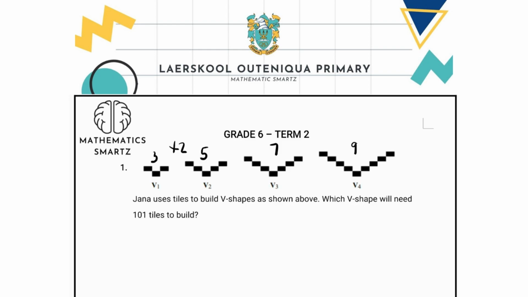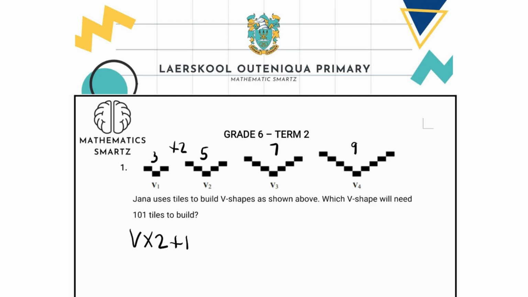So what would my rule for this geometric pattern be? I could say V times 2. Now let's see if there's something that I need to add to my rule. So V1, which is 1 times 2, is 2. But I've got 3 tiles in V1. Therefore, I still have to add 1 to my rule. Let's see if it works for V2. 2 times 2 is 4, plus 1 equals 5. So my rule is correct.